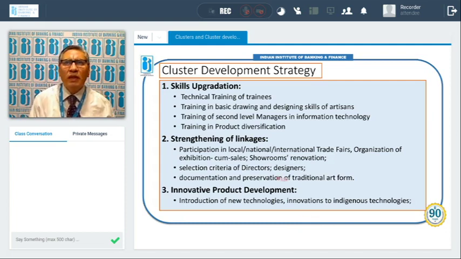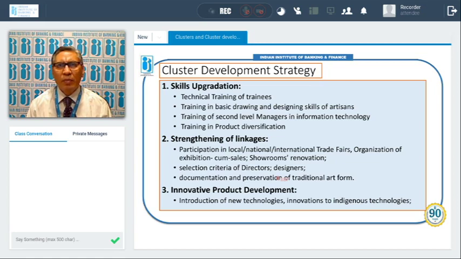Then cluster development strategy. Skill upgradation. It involves technical training of trainees, training in basic drawing and designing skills of artisans, training of second level managers in information technology, and training in product diversification. Now, why is skill upgradation important?